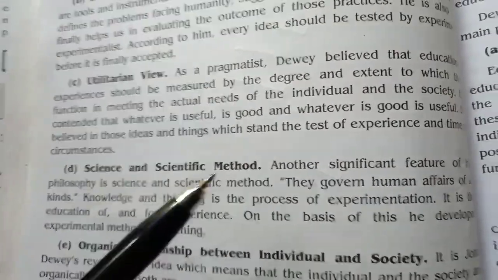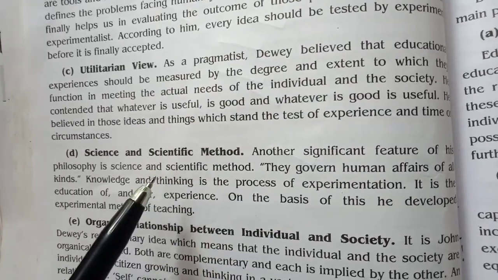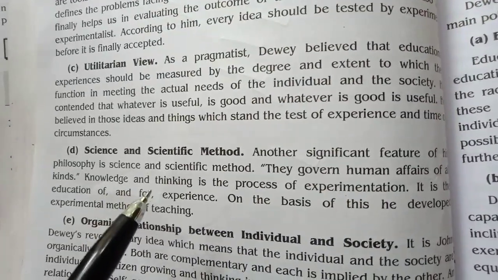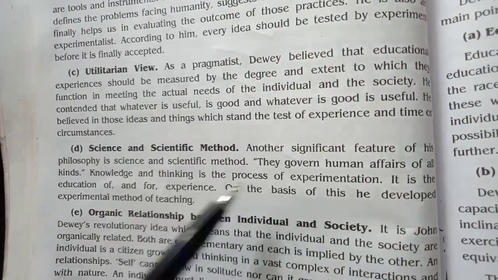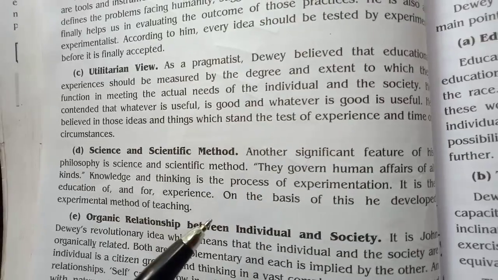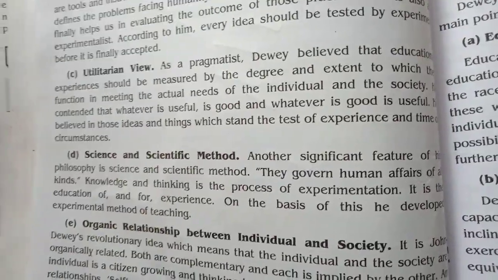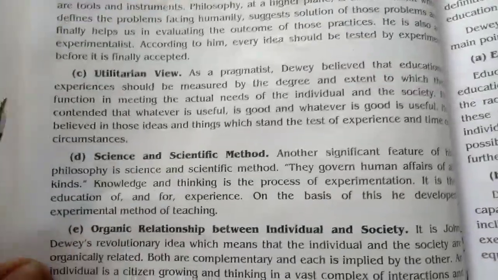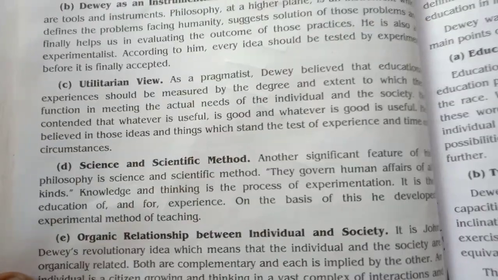Dewey's science and scientific method. According to him, a significant feature of his philosophy is science and scientific method. They govern human affairs of a kind. Knowledge and thinking is the process of experimentation. It is the education of and for experience. On the basis of this, he developed the experimental method of teaching. So he was a supporter of science and scientific method because for experimenting with something you need science and scientific methods to get a conclusion or to get the solution.